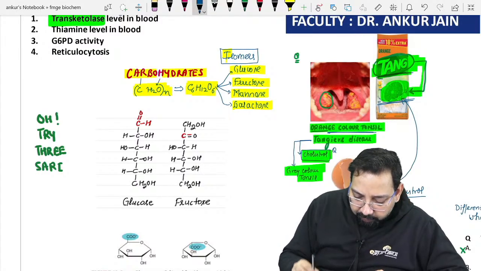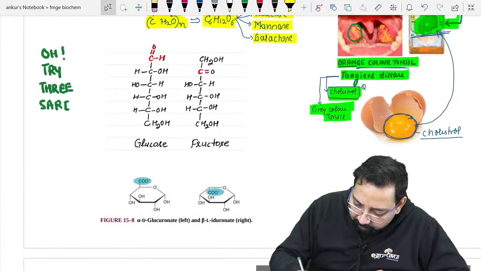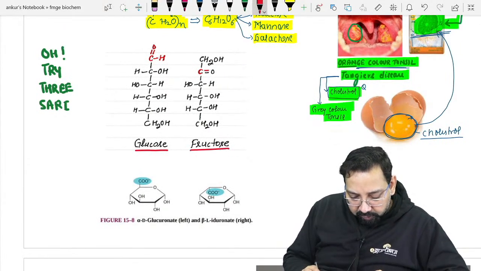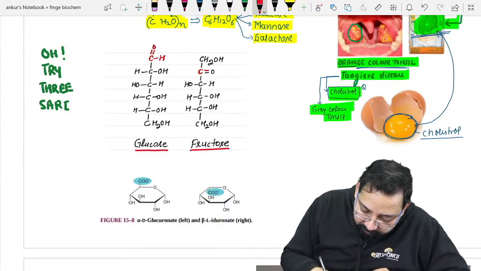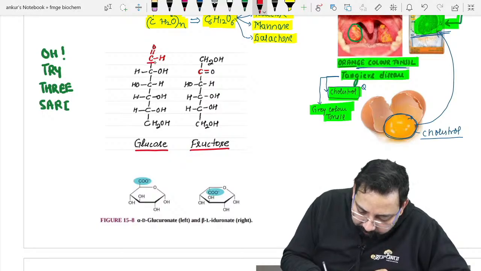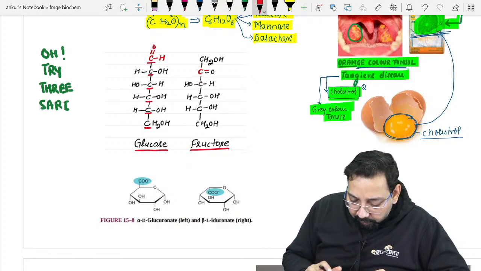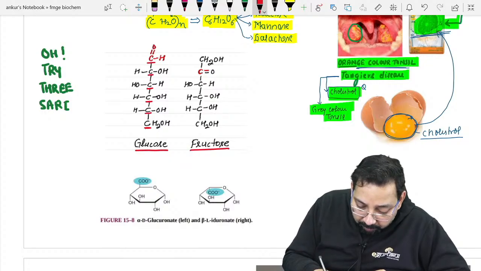Glucose and fructose, mannose and galactose are isomers. You must have an idea about the structure of glucose and fructose. So many questions are asked on this structure. If you see the structure of glucose, this is C1, C2, C3, C4, C5, C6. At least 15 to 20 questions are asked on the structure of glucose itself.